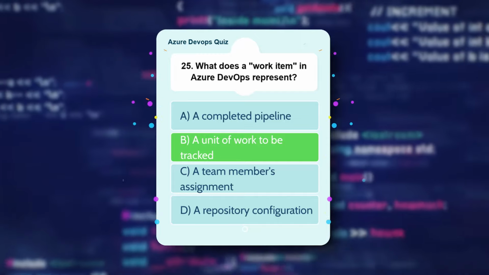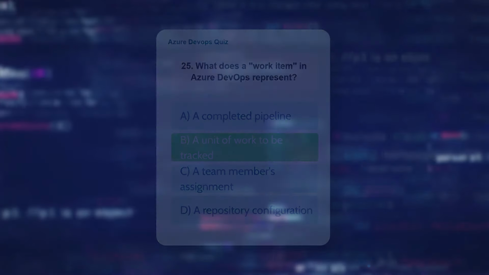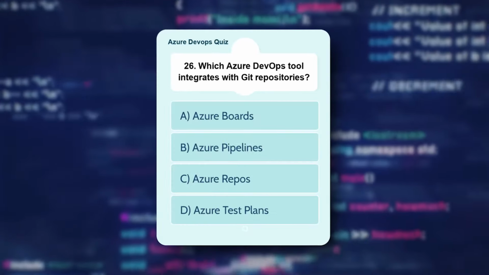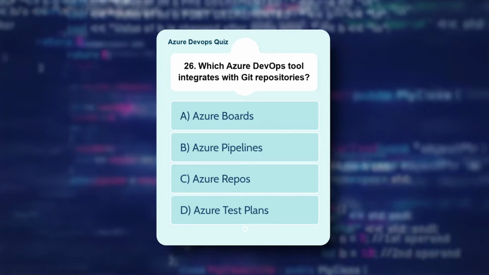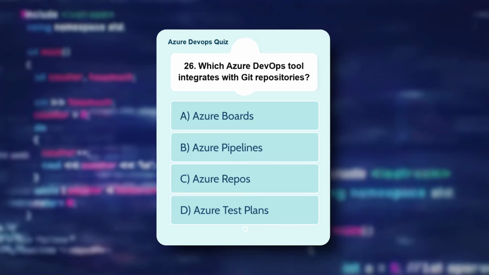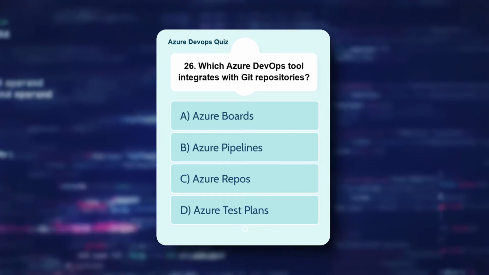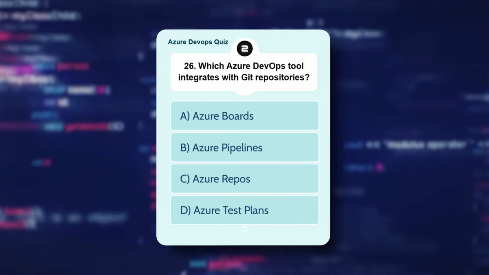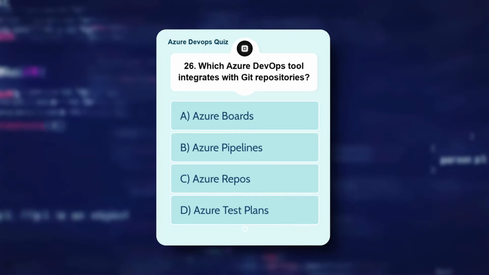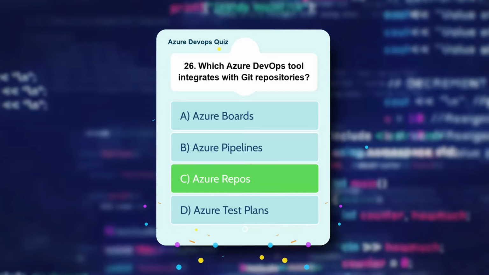Answer: B. A unit of work to be tracked. 26. Which Azure DevOps tool integrates with Git repositories? A. Azure Boards. B. Azure Pipelines. C. Azure Repos. D. Azure Test Plans. Answer: C. Azure Repos.